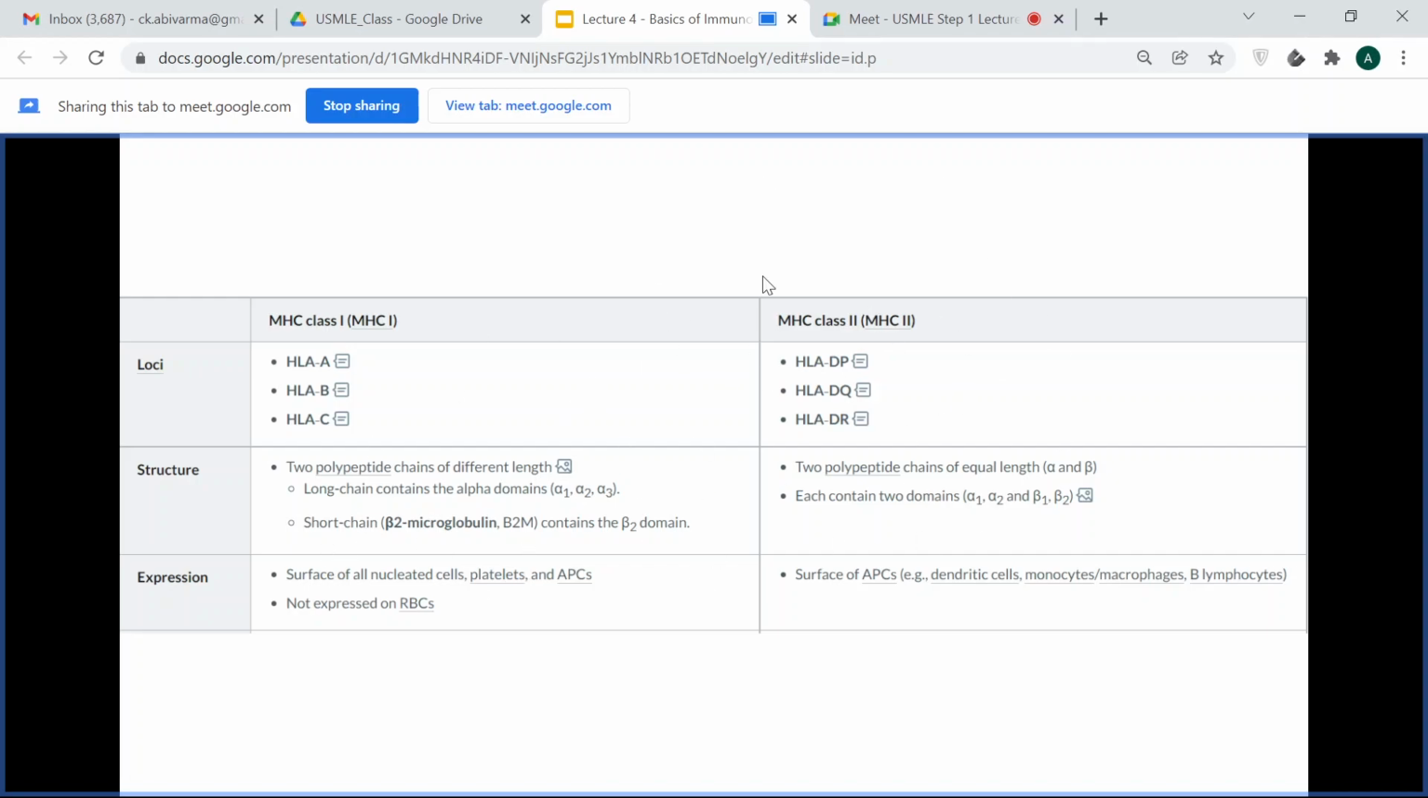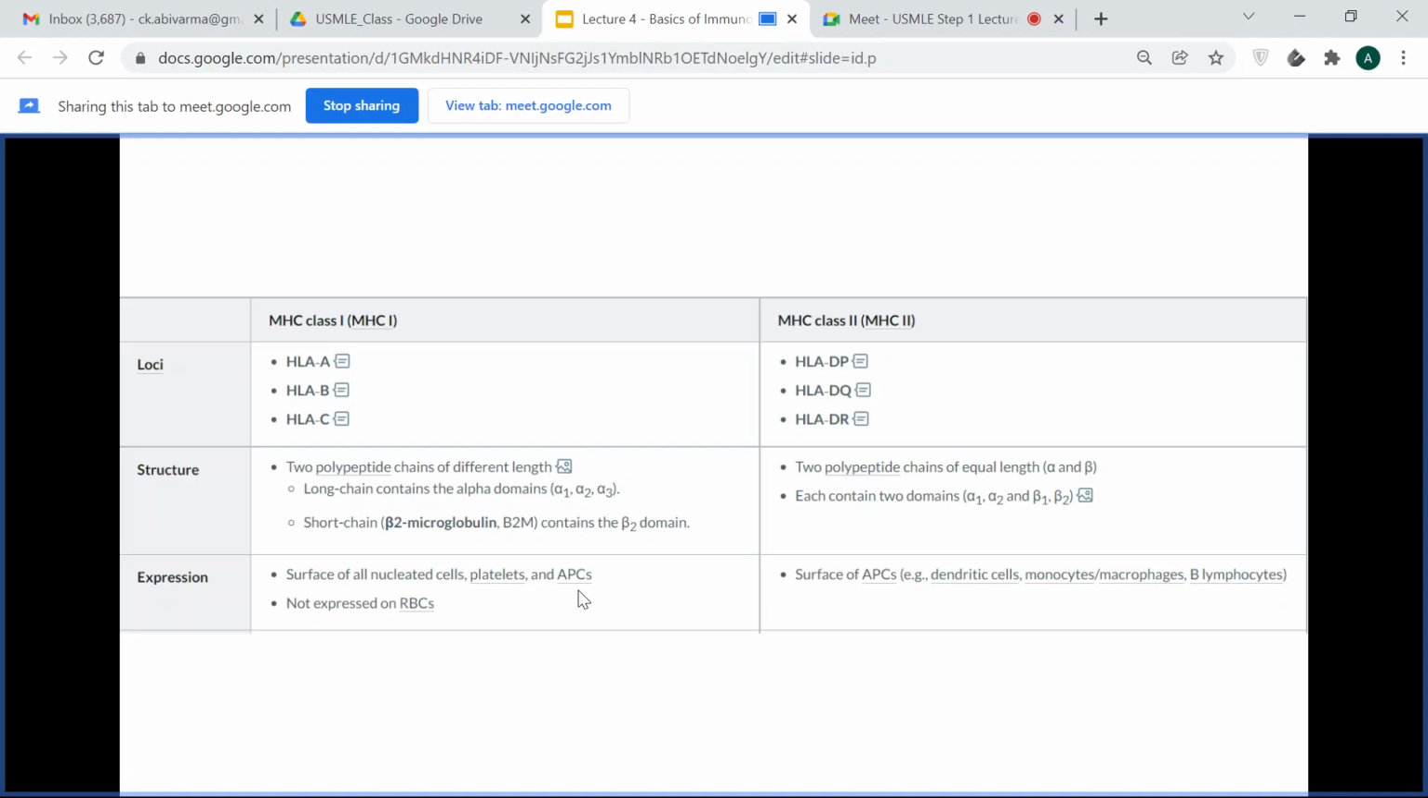We looked at the differences between MHC class 1 and 2. One major difference is that MHC class 1 stimulates CD8 versus MHC class 2 stimulates CD4. Another difference is in their structure itself. MHC class 1 is just made of an alpha chain and a beta 2 microglobulin versus MHC class 2 is made of two symmetrical chains, which have an alpha and beta chain. And expression wise also they are different. MHC class 1 is on the surface of all nucleated cells, platelets.